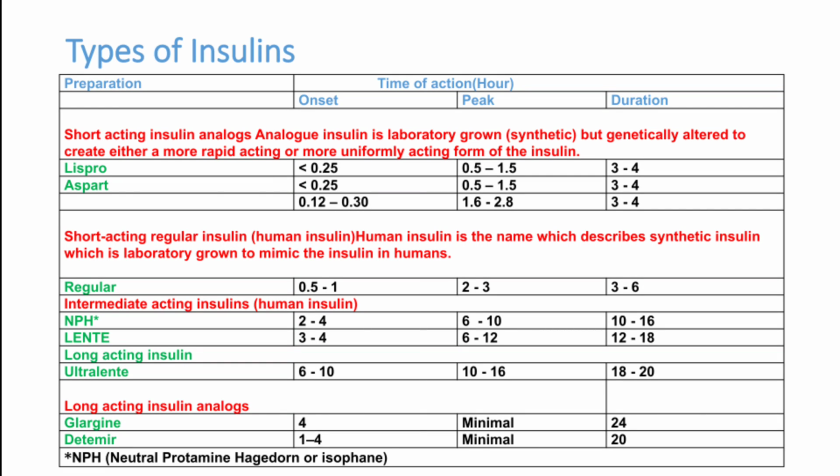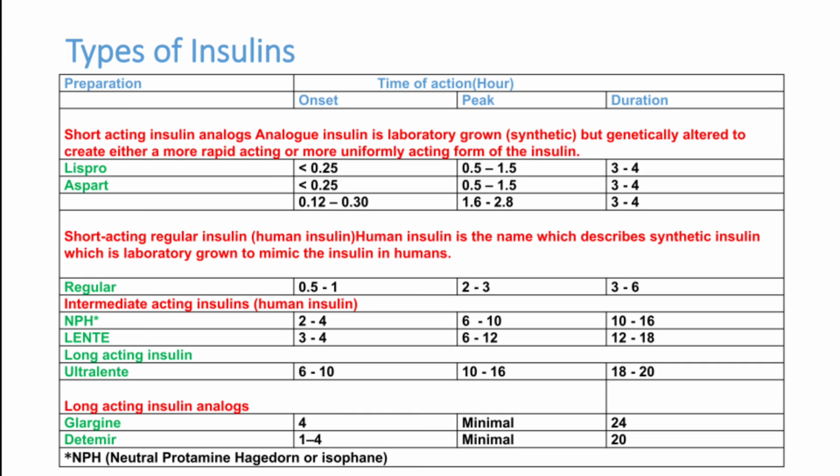Now if you take intermediate-acting insulin, the major insulin in that group is NPH. This is the commonly available insulin, but there are some analog insulins in that group. They can also produce long-acting effects. When we mix NPH insulin with a short-acting insulin, that also becomes an intermediate insulin.